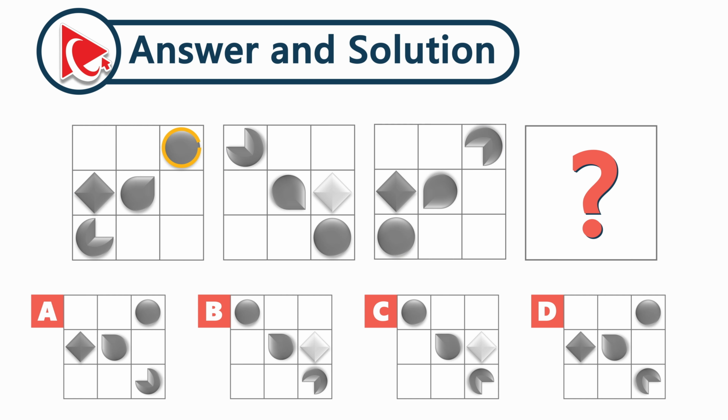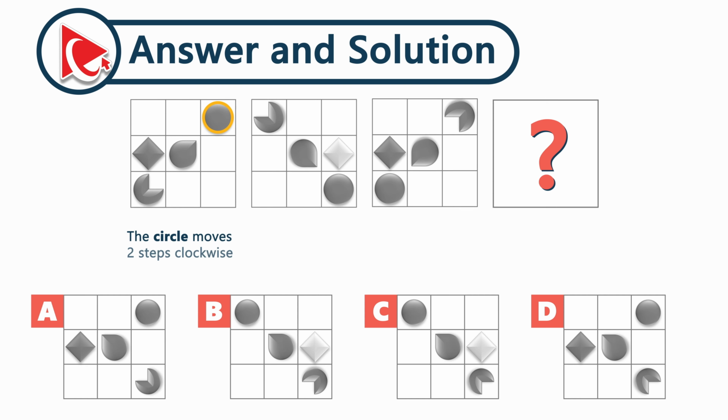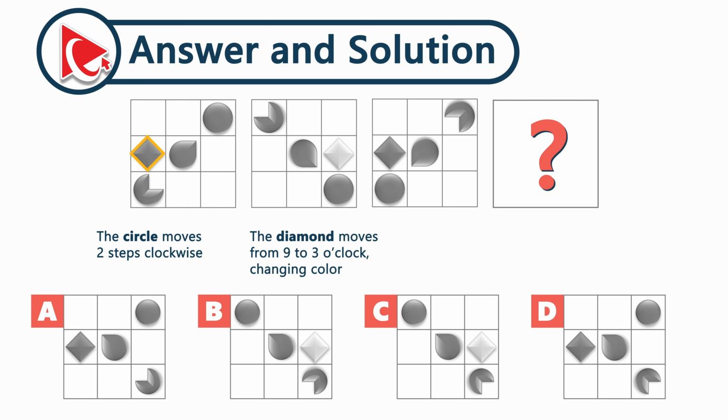Let's first start with the circle. The circle moves 2 steps clockwise. It basically goes from corner to corner to corner and then to another corner again. The diamond stays on the same line and moves from 9 o'clock to 3 o'clock positions. But here's the caveat. It also changes color. When the diamond is at 9 o'clock, it has a darker color, and when it's at 3 o'clock, it has a lighter color.